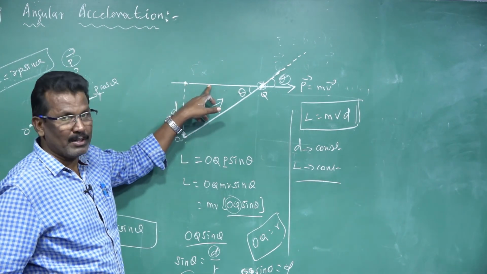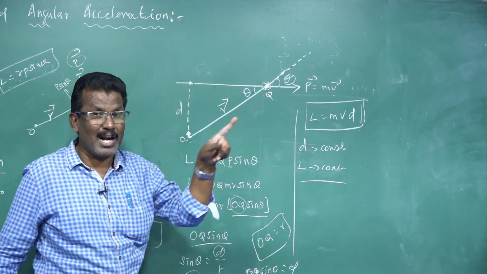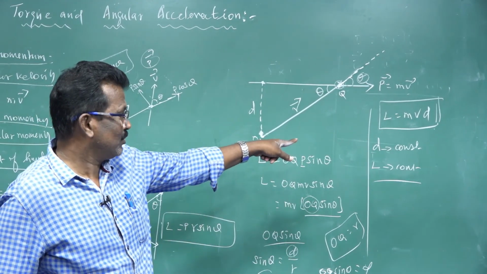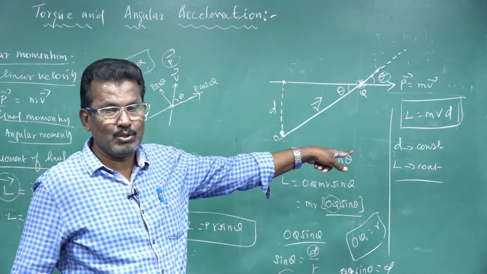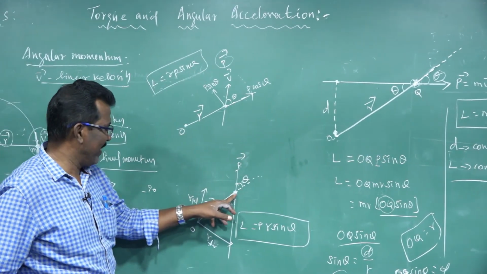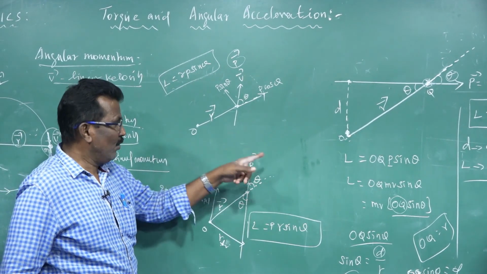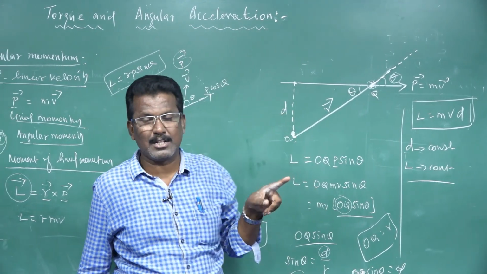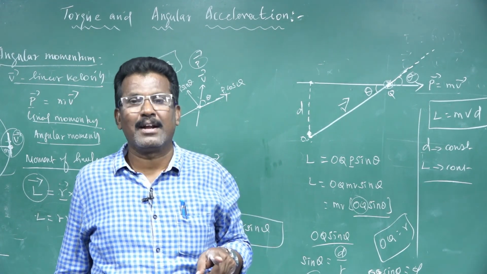So angular momentum is associated not only with rotational motion but also with translational motion. For translational motion, at any instant we can calculate angular momentum. The angular momentum remains constant throughout, as long as d is constant. So angular momentum is associated with both rotational motion as well as translational motion.